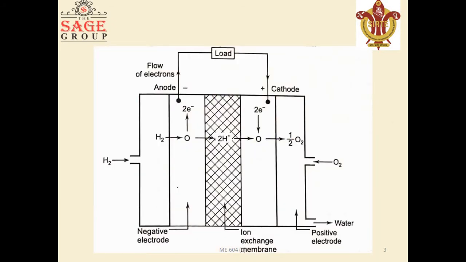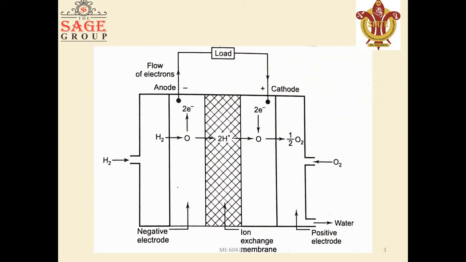This is the schematic diagram of the PEMFC fuel cell. Here we can see this is the hydrogen and this is the oxygen. Hydrogen is used as a fuel, and it is split into hydrogen ions and electrons. So the fuel is hydrogen and the charge carriers are hydrogen ions, that is protons. At the anode, the hydrogen molecule is split into hydrogen ions and electrons.